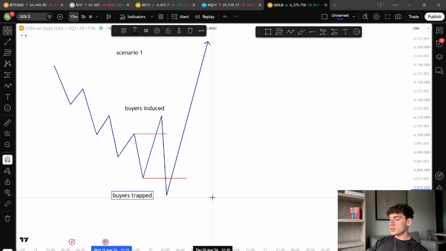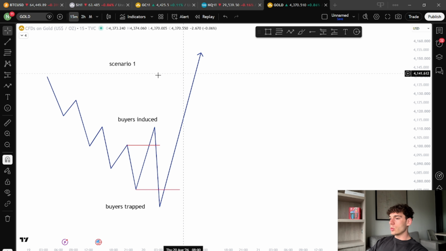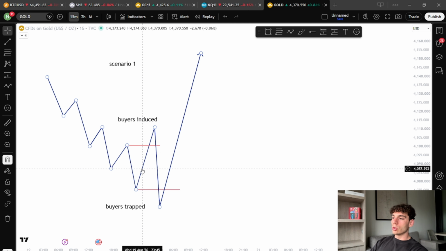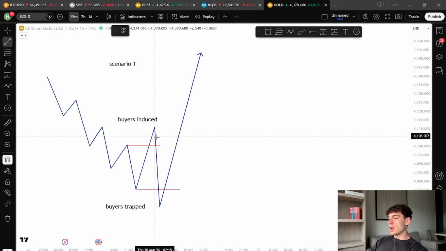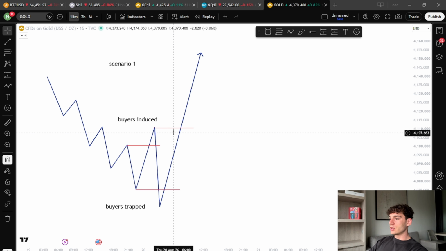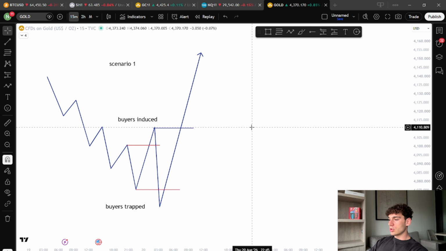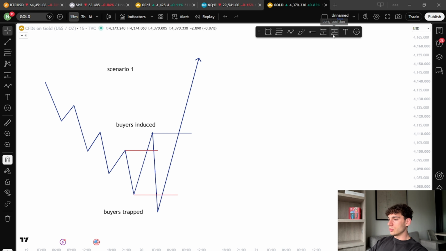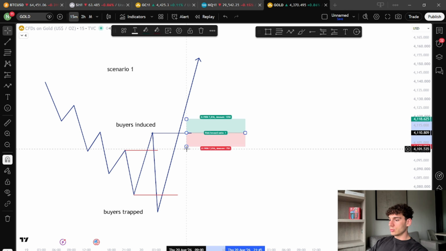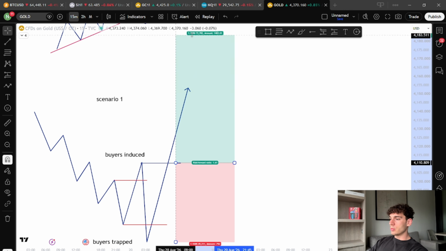Now, when the buyers are trapped, what the market does is induce them, trap them, and now we can go up because everybody's done now. We took all the money, so now we can actually do our move and we can make the real change in state of delivery here. Boom, which I usually mark blue, and then you are ready to open the trade here. Boom. Your stop loss will be here, and then you will target somewhere up there.